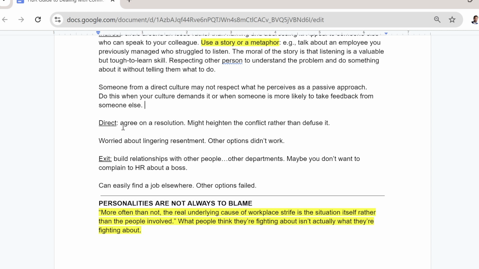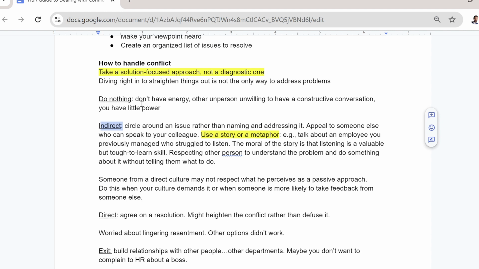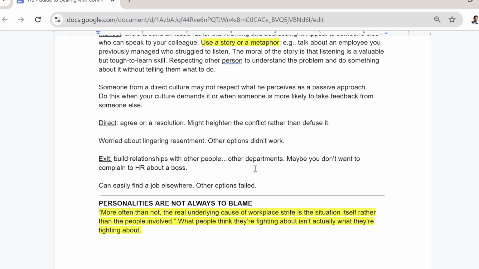All right, now we have the direct approach where you both come to an agreement on a resolution. The problem with this approach is it might heighten the conflict rather than diffuse it. And you would tend to want to use this if you're worried about having lingering resentment. So some people who always give people what they ask for and say yes, yes, yes, what they have is lingering resentment towards those people that keep asking them for things. So in situations like that, it's better to directly address the issue. You also use the approach when the other approaches don't work. So maybe the indirect approach didn't work or doing nothing didn't work either.